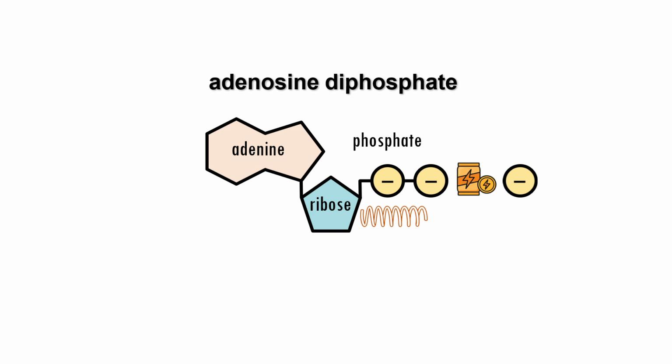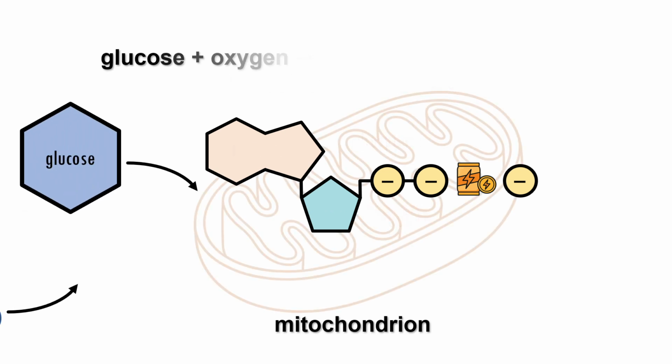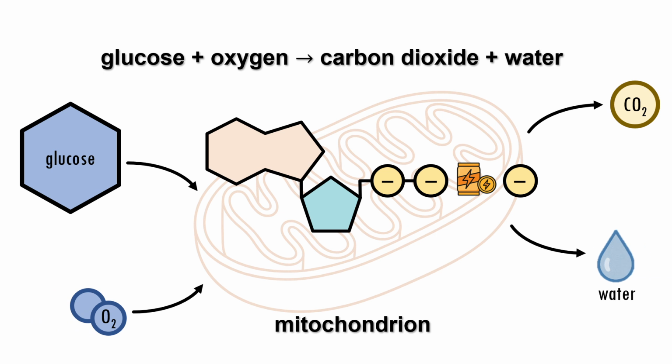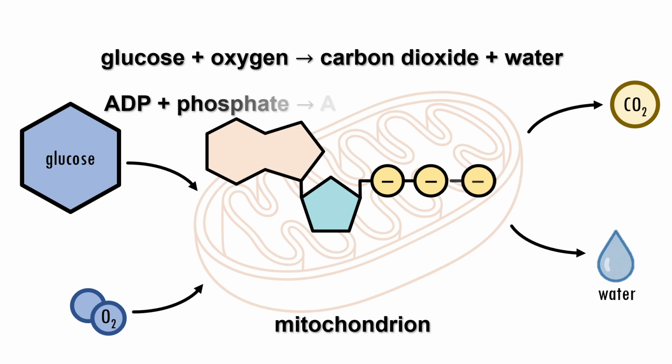So, how does your body make ATP? During cellular respiration, your body takes the energy stored in glucose and uses it to add a phosphate back onto ADP to make ATP. In plants, the glucose made during photosynthesis is used to make ATP. And it's not just plants and animals. Bacteria, fungi, and protists, every living thing, needs to make ATP to survive.